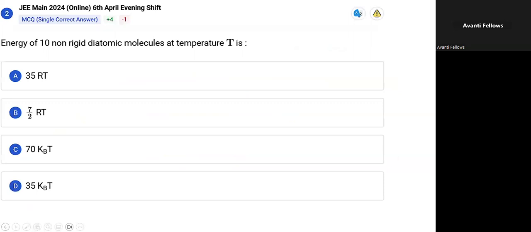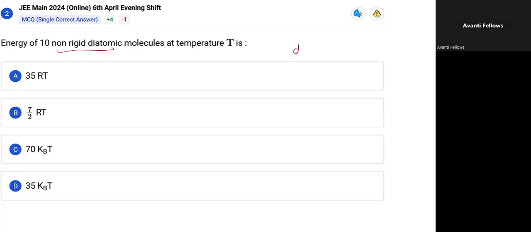Okay, then move ahead with the next question, which is this. Energy of 10 non-rigid diatomic molecules at temperature T is. So first of all, in solving these types of question, you have to check whether the molecule given to you is non-rigid or rigid. So in this question, a non-rigid diatomic molecule is given to you.